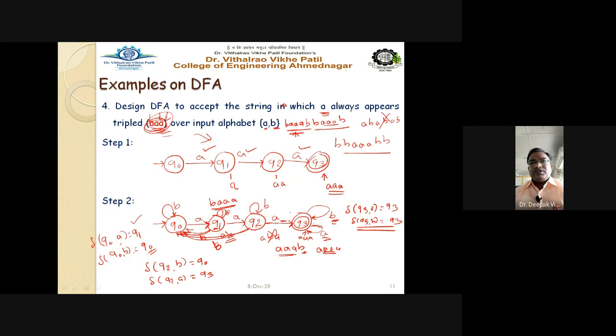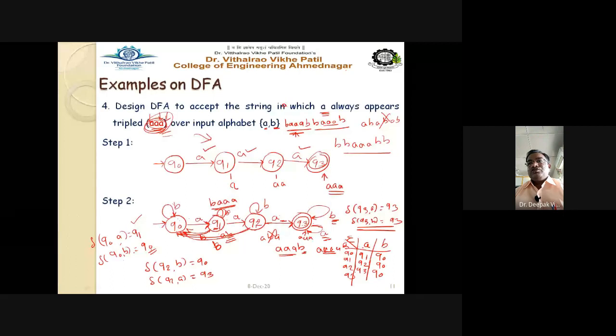And for this you can draw the transition table. These are the states, Q0, Q1, Q2, Q3, and the input alphabets are A and B. So Q0 on A goes to Q1, and Q0 on B goes to Q0 itself. Q1 on A goes to Q2, but Q1 on B goes to Q0. Q2 on A goes to Q3, but Q2 on B goes to Q0, and Q3 on A goes to Q3 itself, and Q3 on B goes to Q3 itself. So this is the transition table.